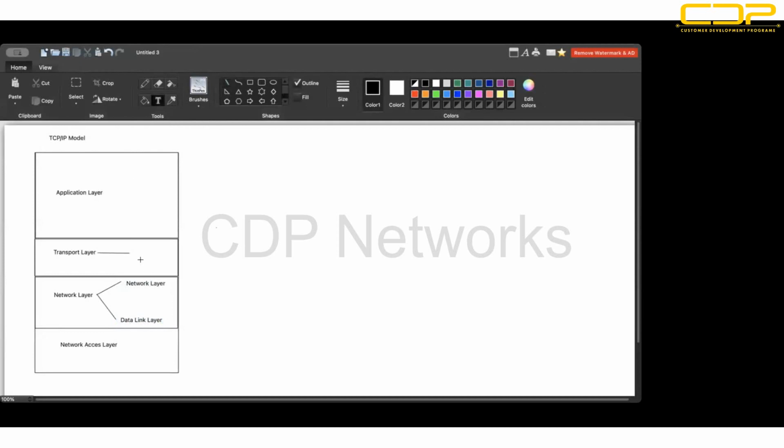The transport layer is again the same, bridging between the software and hardware. Application layer includes what? Again, three layers. What are these? Application layer, session layer, and presentation layer.